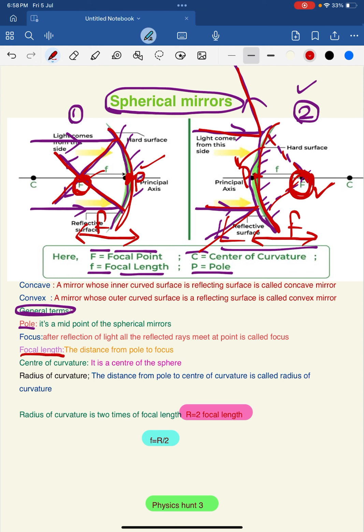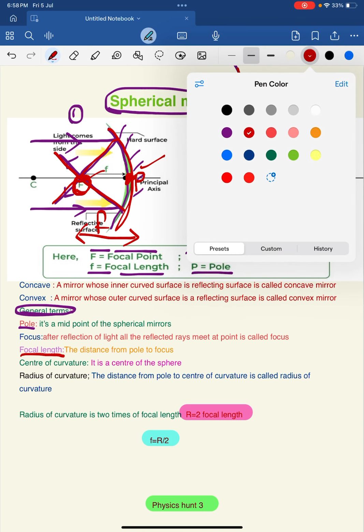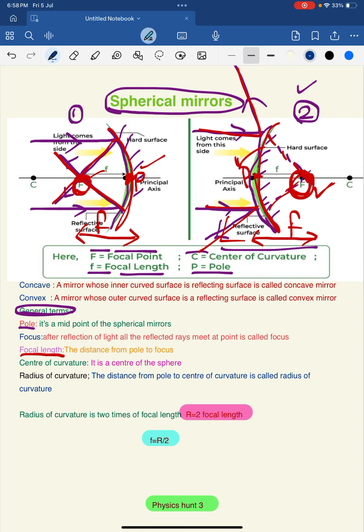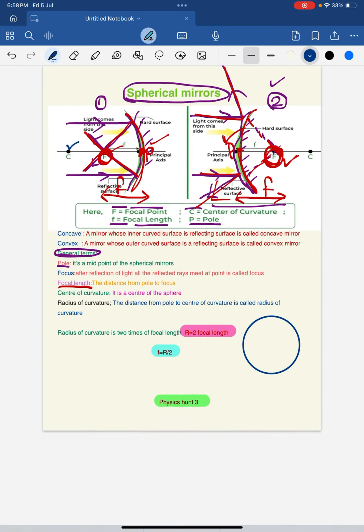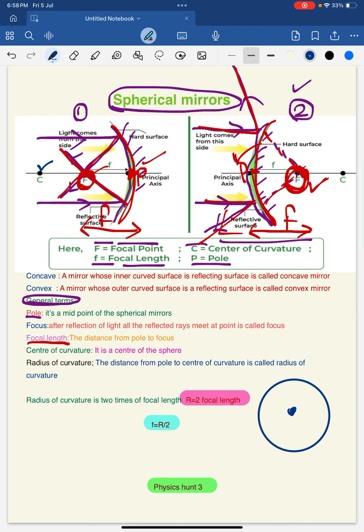Okay. Now coming to the next general term, that is center of curvature. So look at the concave mirror here. We have a capital C here. That is called center of curvature. What is the definition? If you have a sphere like this, there must be a center, right? Similarly, the concave mirror, if you extend it like a mirror, it looks like a sphere, so there must be a center located here. Center of curvature means it is the center of the sphere.